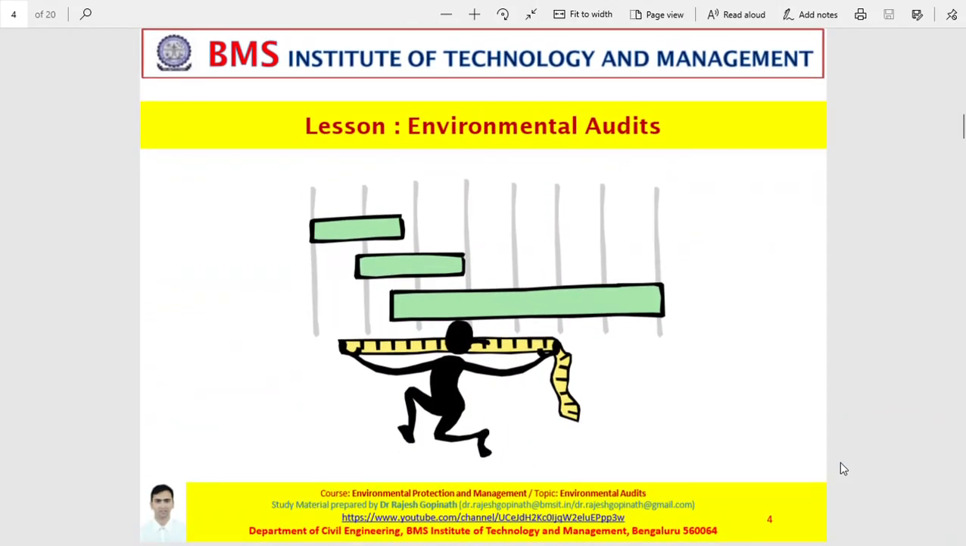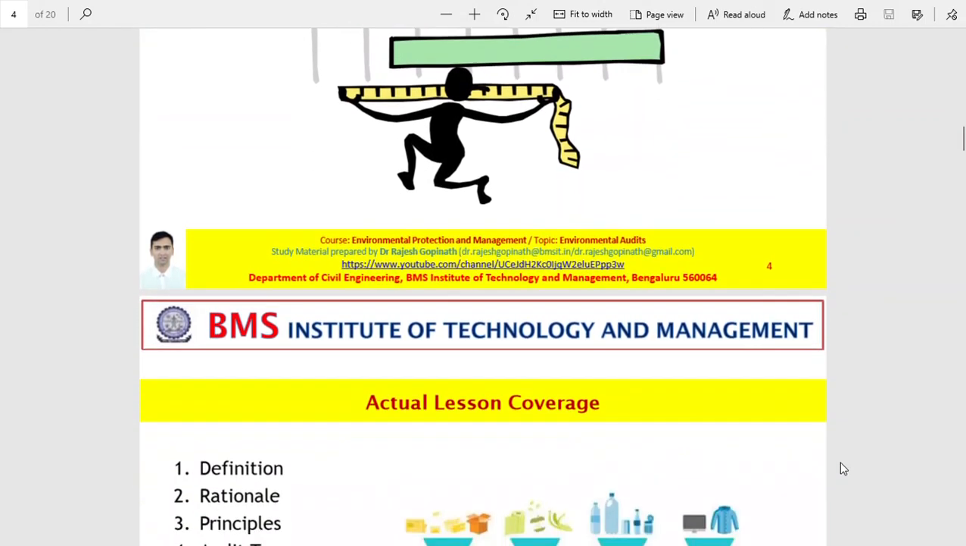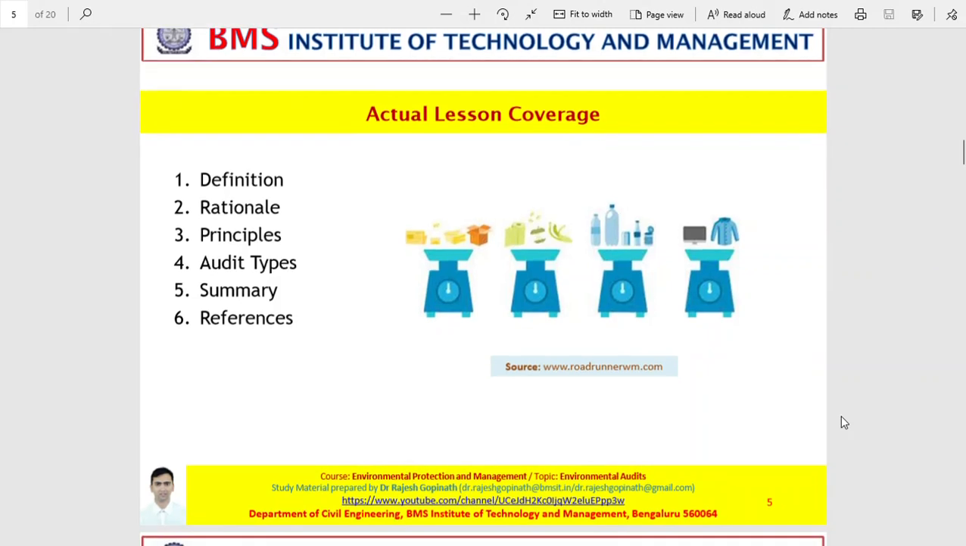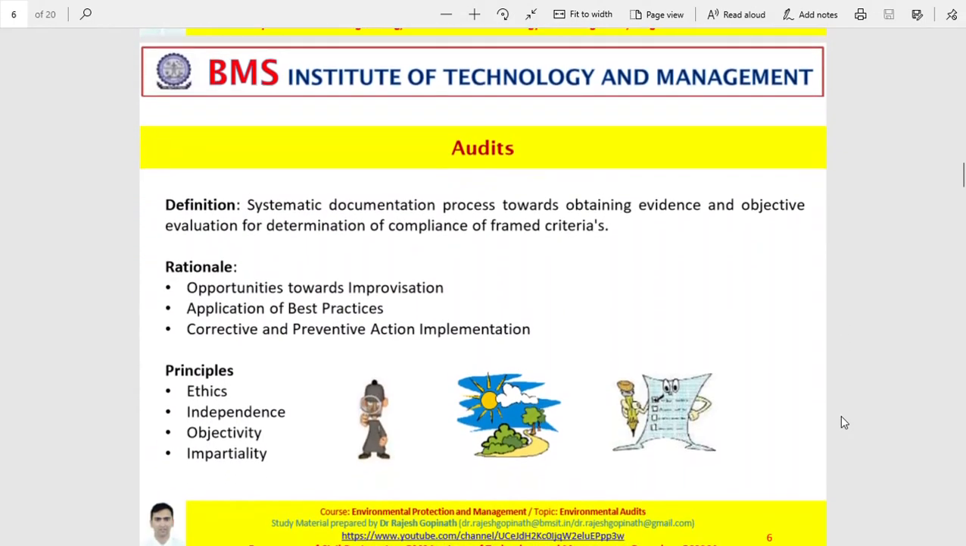Let's move further to slide 5. So slide 5 basically discusses how I will be undertaking today's lecture. I shall basically be defining it and then further I'll explain the need for environmental audits. I shall list the underlying principles, the different types and classifications before I summarize it, and finally I shall be listing the references for your kind perusal. Let's move on to slide 6.